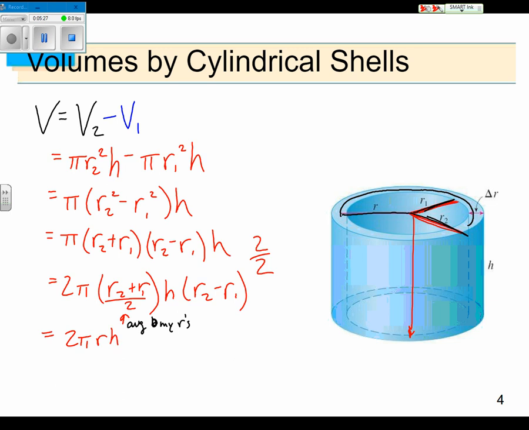Well, I also want to rewrite him. Is it okay if I just call that delta R, the change in R? That tells me how thick my radius is. If I take R2 minus R1, it gives me this distance, which I've denoted with the delta R. So good. And so that's the equation I want to use.